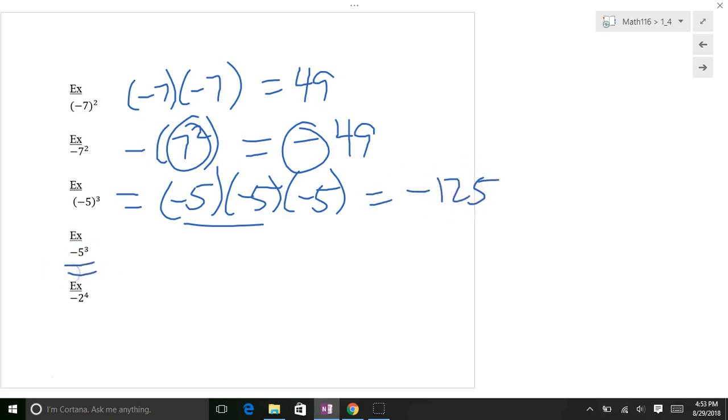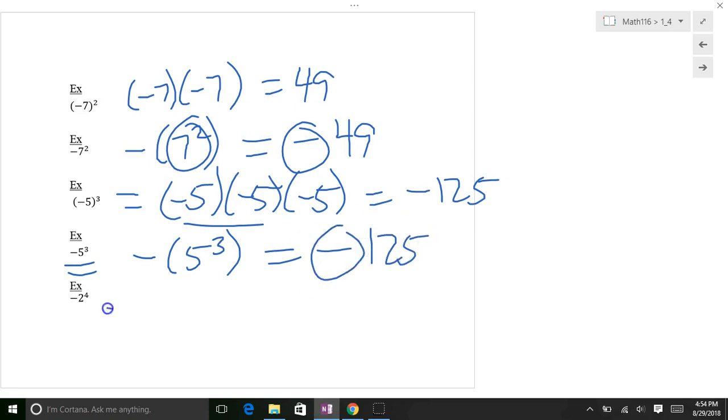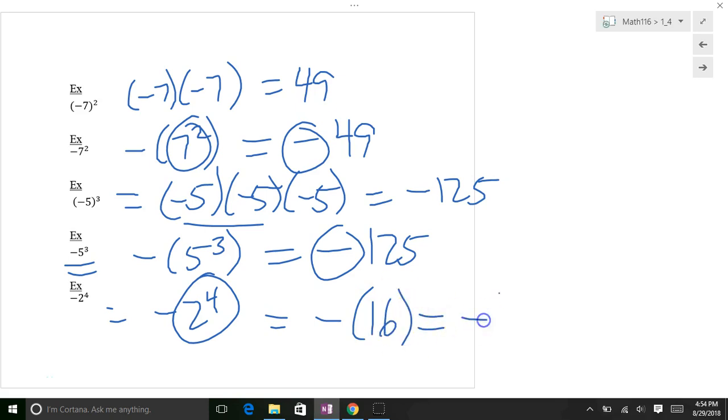And it'd actually be the same right here. You do the 5 cubed first, though. So 5 cubed, 5 times 5 times 5 is 125. Then you apply the negative out front. Do the 2 to the 4th first. So 16, then you apply the negative out front.